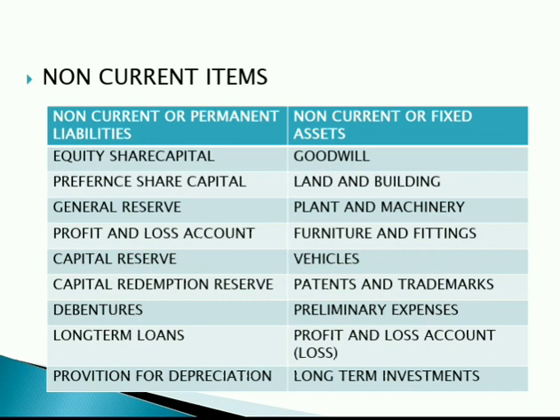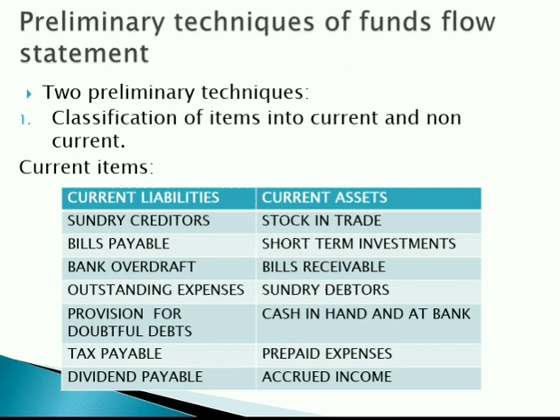And the fixed assets include goodwill, land and building, plant and machinery, furniture and fittings, vehicles, patents and trademarks, preliminary expenses, profit and loss account (the loss), and long-term investments. These are non-current items. In the preliminary techniques of the fund flow statement, the first one is that we have to classify the items of a balance sheet into current items and non-current items.